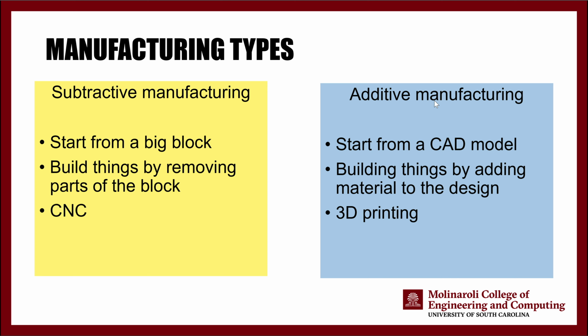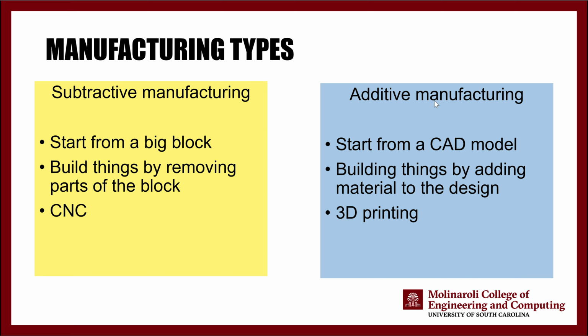Okay. We have two main manufacturing types. One is called subtractive manufacturing, and the other one is called additive manufacturing. By subtractive manufacturing, we mean that we usually start from a big block of metal, plastic, or whatever, and then we build our object by removing parts of the block. You can see subtractive manufacturing techniques in CNC machines, for example.